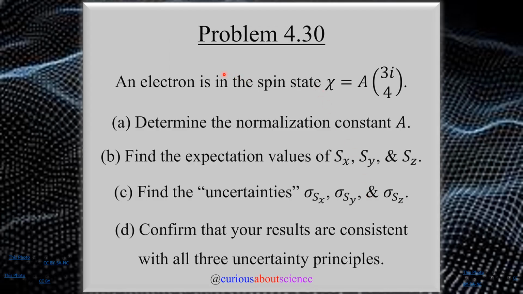How are we going to do that? Well, let's consider an electron in the spin state chi equal to A, 3i, and 4. For part A, we're going to determine the normalization constant A. B, find the expectation values of the spin in the x, y, and z directions. C, find the quote uncertainties, which are really just the standard deviations, in the spins of x, y, and z. And D, confirm your results are consistent with all three uncertainty principles.